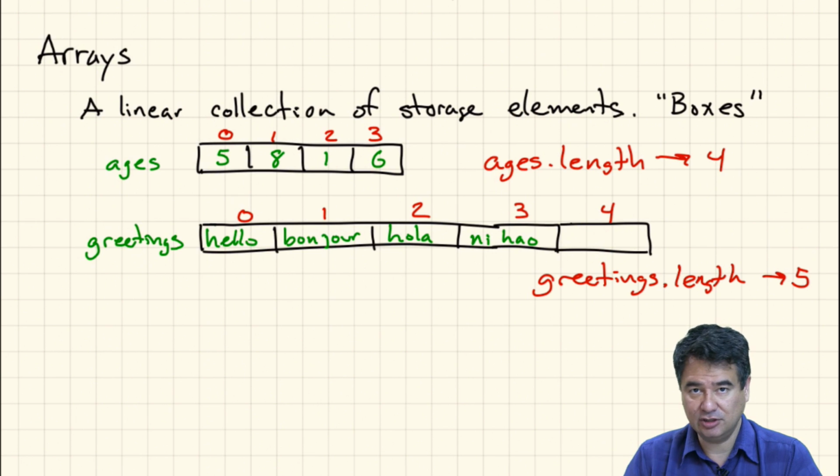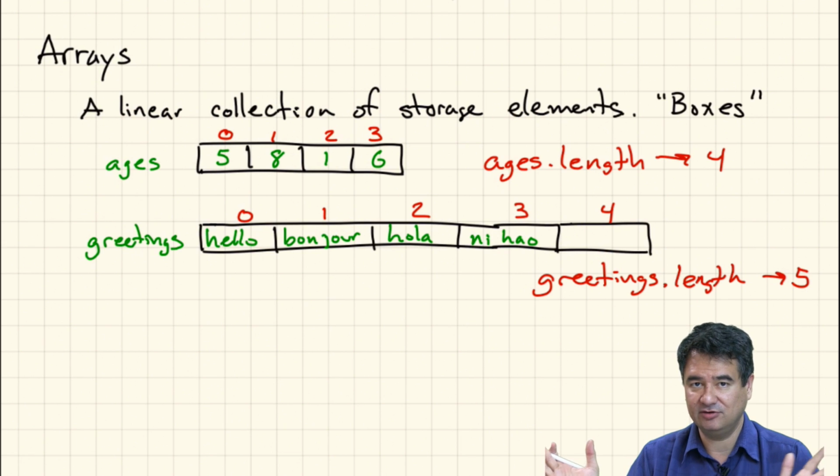Now, the thing to notice here is since the array indices always start at 0, the highest index is 1 less than the length. So if the length is 4, the highest index is going to be 3. If the length is 5, the highest index is going to be 4. This is always true of all arrays in Java.